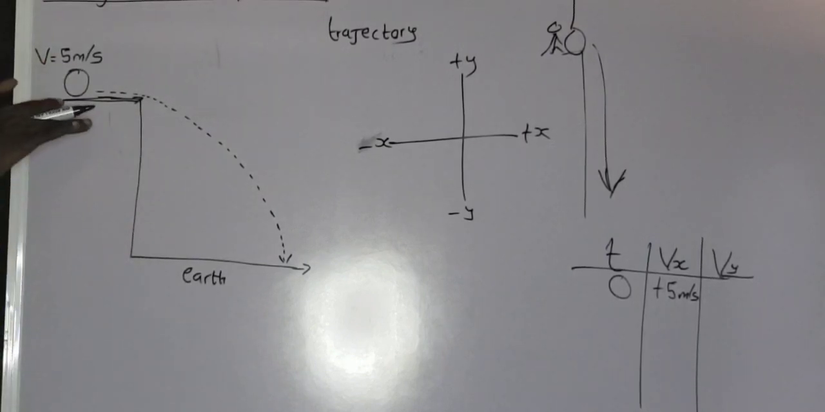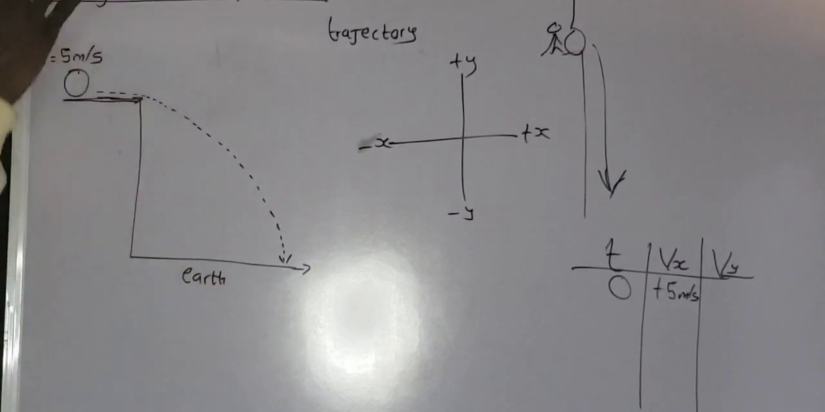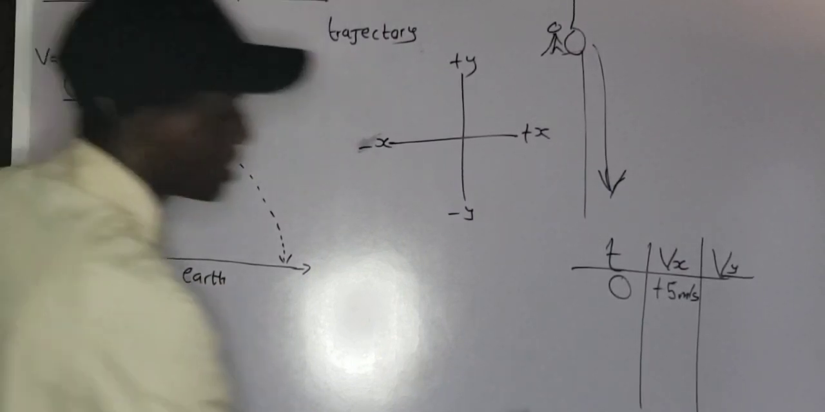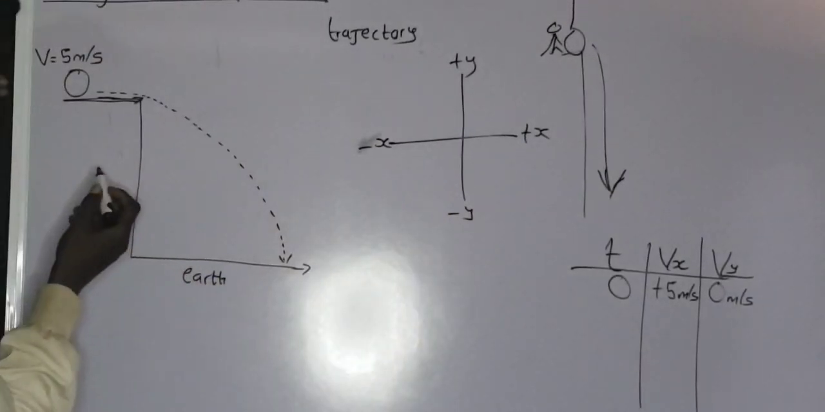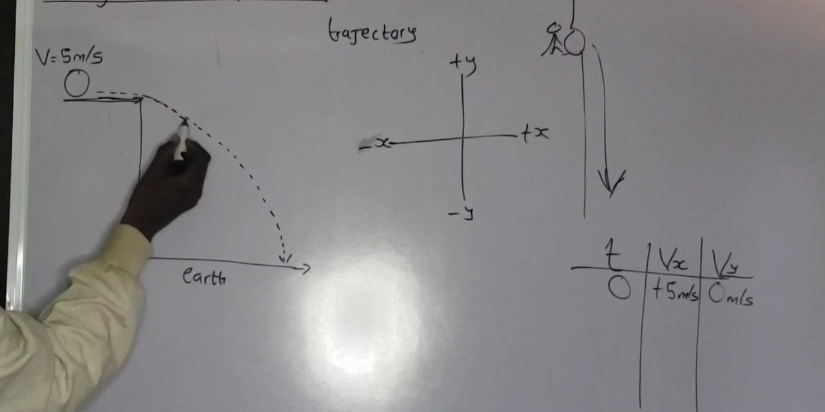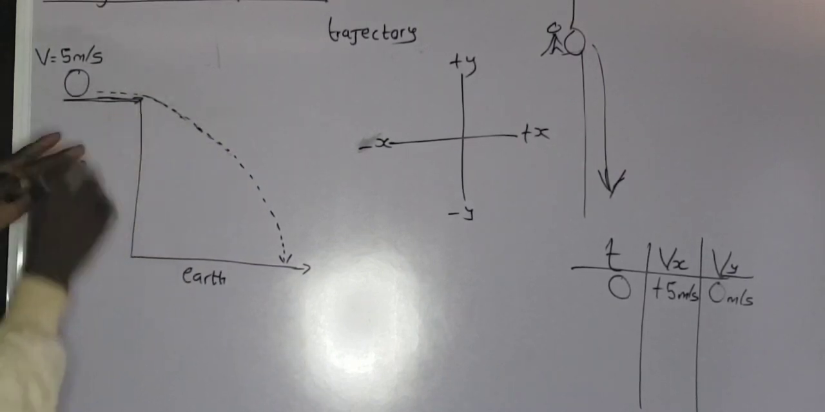You can see the ball travels towards there. So the velocity of the ball along the vertical axis is 0 meters per second. But immediately the ball gets to this point, it begins to decrease. The height of the ball begins to decrease.